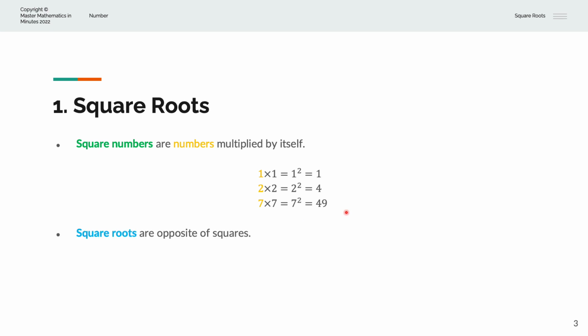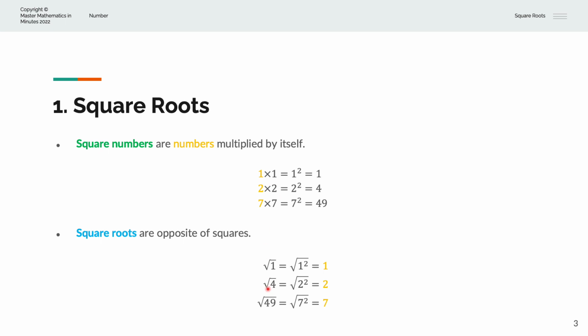So, square roots are the opposite of squares. Essentially, we will go from right to left to obtain the original number. So, we have the square root of the number 1, which is equal to the square root of 1 squared, and that's equal to 1, which is the original number.